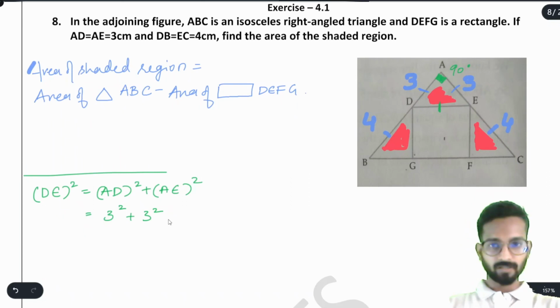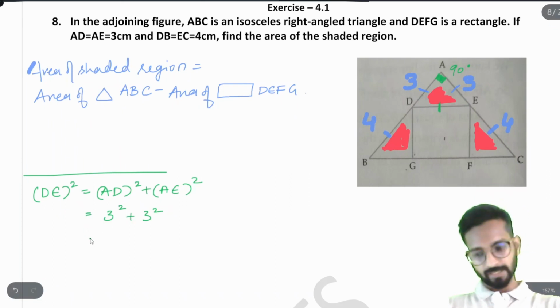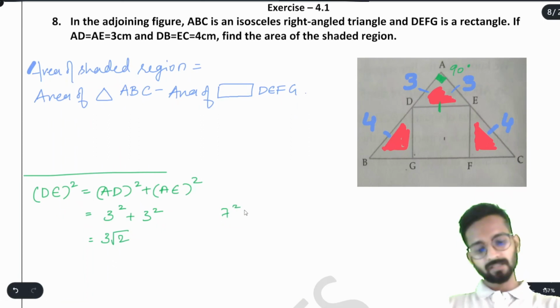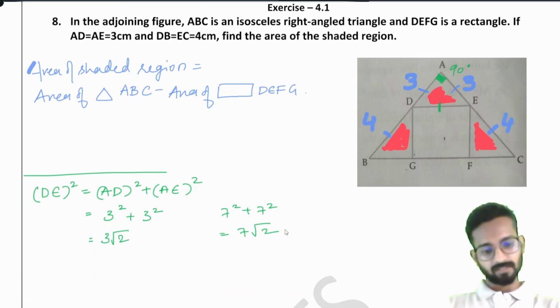So DE square, AD square is 3 square plus 3 square. I will tell you one thing. Whenever there is 3 square plus 3 square like this, you can directly write it as 3 root 2. This is nothing but 3 root 2 only. If suppose you get 7 square plus 7 square, what will you write? You can write 7 root 2. This will become your answer. Simple enough.